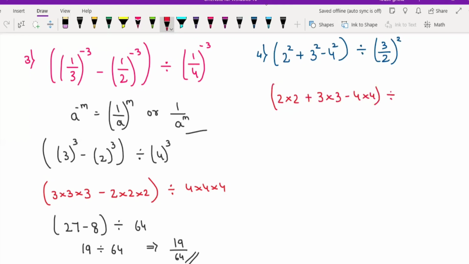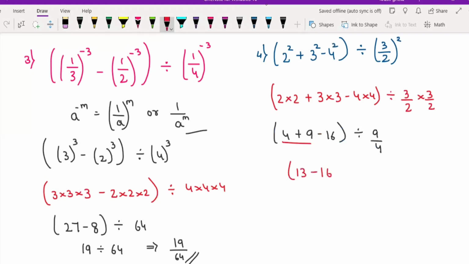Divided by 3 by 2 whole square, we can write as 3 by 2 into 3 by 2. Let us get the value. So 2 into 2, we know very well, that is 4, plus 9, minus 16, divided by 3 3 is 9, 9 3 is 27. Sorry, it's just 2 times we need to multiply, that is 9 by 4. So 4 plus 9 will give the value 13, and this minus 16 we write down as it is.